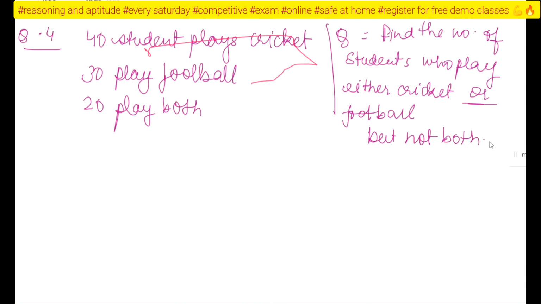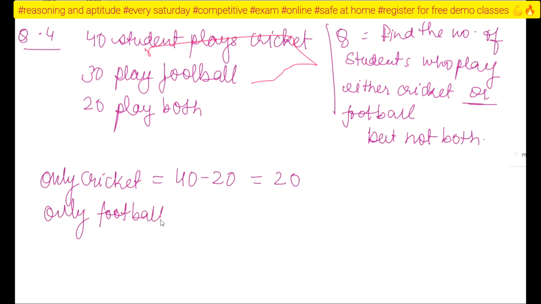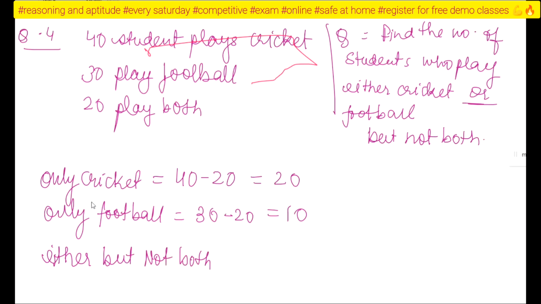So how can I start? See, step by step. Only cricket, how many are playing? So I will add everything and then I will minus. So 40 minus 20 is equal to 20. 20 will play only cricket. Now only football, how can I calculate? 30 minus 20. It will be 10 only. But either, but not both. It means they are playing either any one, cricket or football, but not both. They are only playing cricket, they are only playing football, but nothing of both, right? So my answer will be 20 plus 10 is equal to 30. My answer will be this one only.